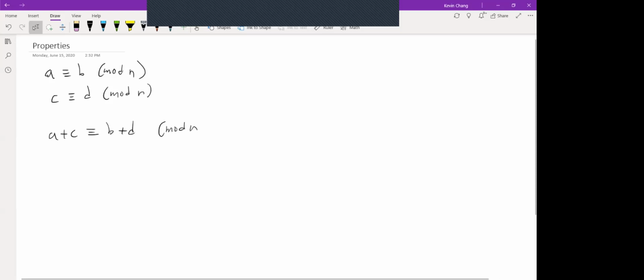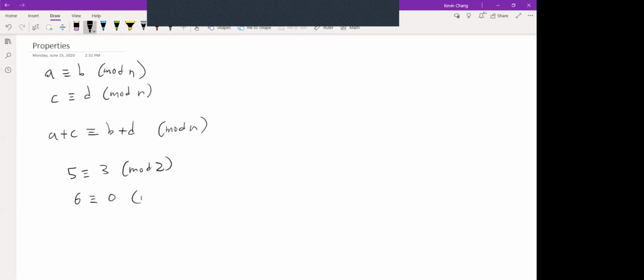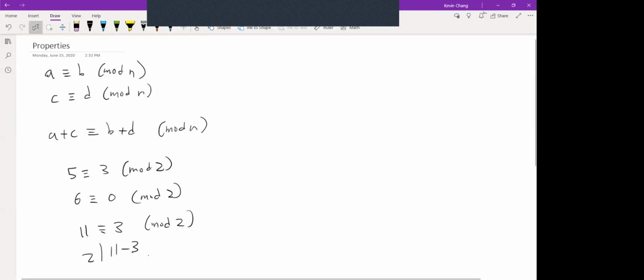So this is very similar to ordinary math, because just like the equal sign, congruences also satisfy these sort of properties. We can add different parts of equations together and it also makes sense. And we can see this works out because we can take our old example, maybe 5 is congruent to 3 mod 2, and for instance, 6 is congruent to 0 mod 2. And adding these will give 11 is congruent to 3 mod 2, which is correct because these both have the same remainder when divided by 2, and also 2 does divide 11 minus 3. So we can see that addition clearly works here with mods.